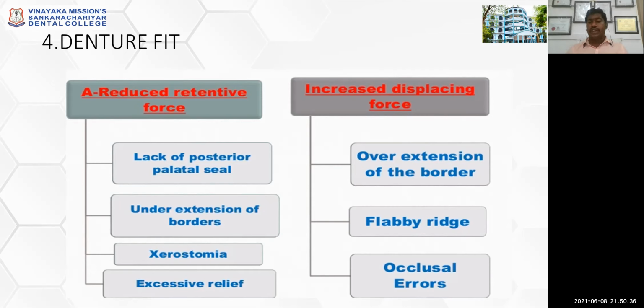First is the lack of the posterior palatal seal. When we do not establish the posterior limit of the border, this is a very common occurrence. By that I mean, if you do not record your posterior palatal seal area by defining your posterior vibrating line and your anterior vibrating line, if there is overextension, definitely there is going to be an increased displacing force from the soft tissue and a gagging reflex is going to happen. If there is an underextension, then there is no posterior palatal seal. So when there is no posterior palatal seal, the denture is just going to fall down.